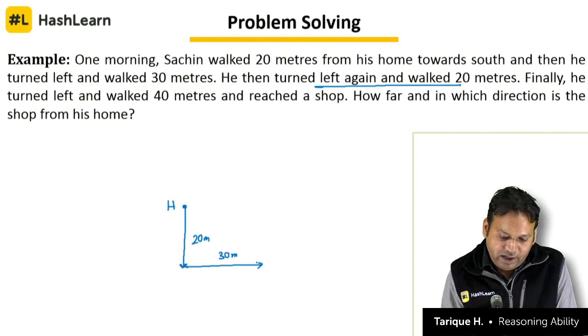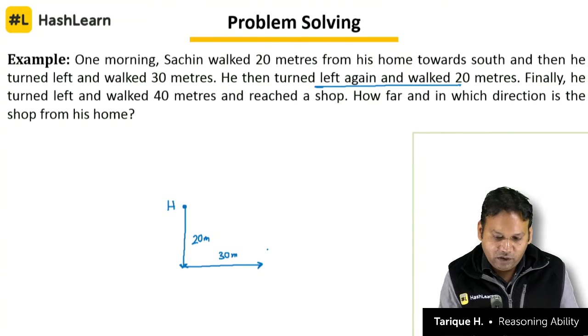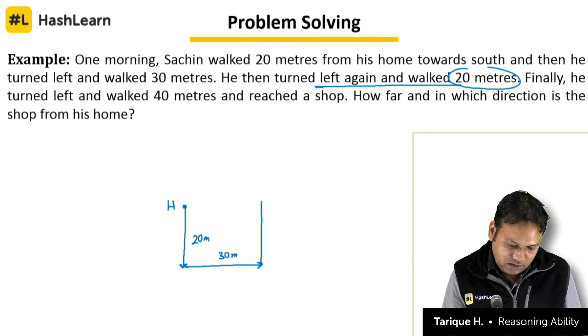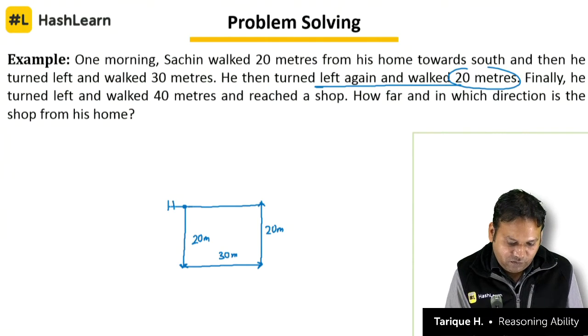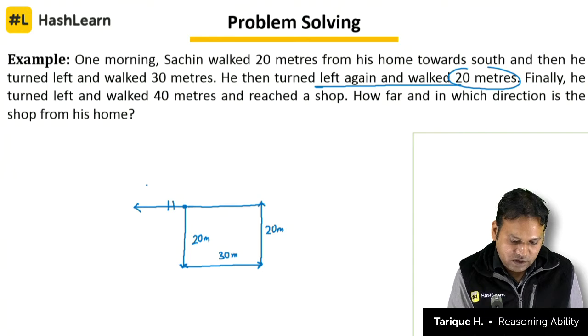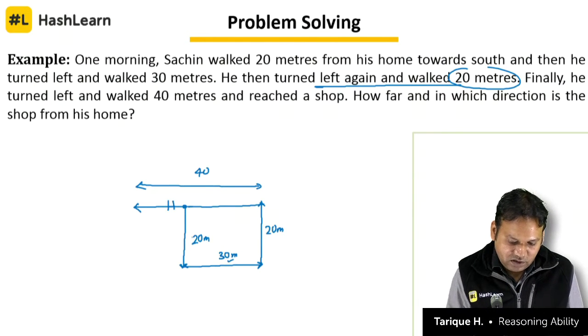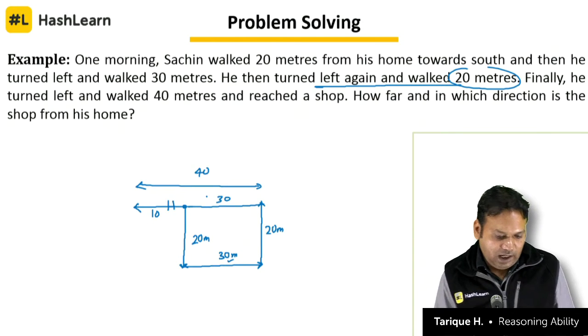Then he turns left again. So if you're going east, left will be towards your north. So you're going north and walk 20 meters. So this is 20 meters. Finally turn left and walked 40 meters. So this is total 40. You know this total is 40 because here already we know this is 30. So 30 plus 10 is 40.